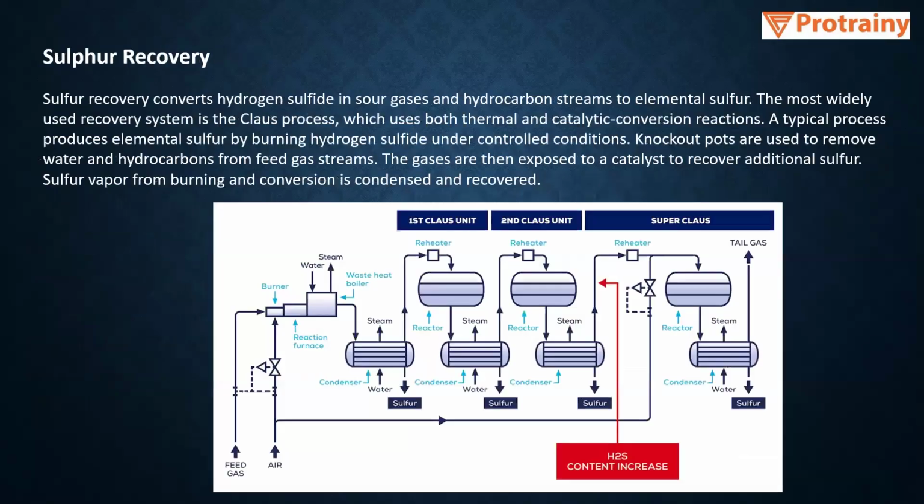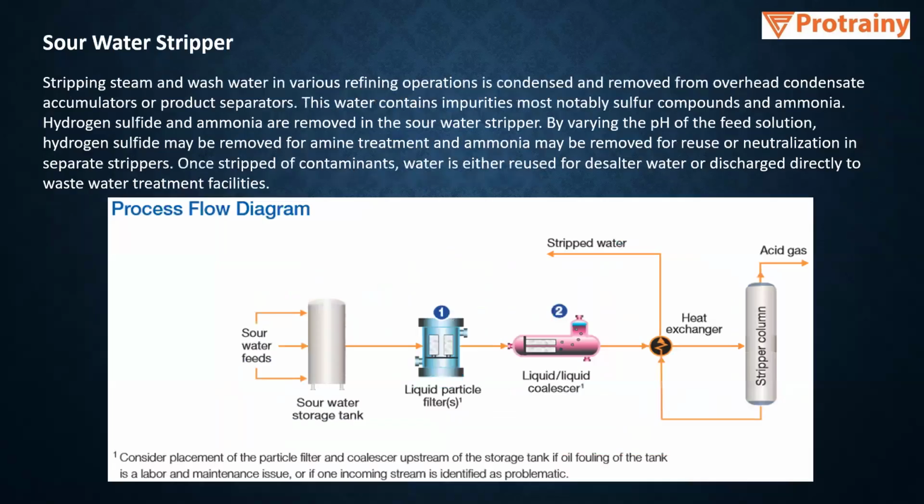So this is the sulfur recovery unit, which uses the Claus process, with cyclic condensation and heating, and then the elemental sulfur is recovered from hydrogen sulfide. The sour water stripper we have discussed. Using steam, we strip off the hydrogen sulfide from the sour water in this sour water stripper.